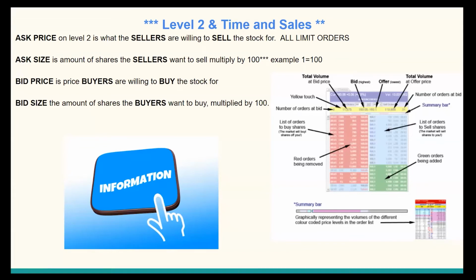Level 2 times in sales. All right. So pretty much the level 2 is the order book, right? So it is just the order book. On the right hand, this will look a lot better when we go back to Thinkorswim. I just kind of want to give you the visual picture real quick.